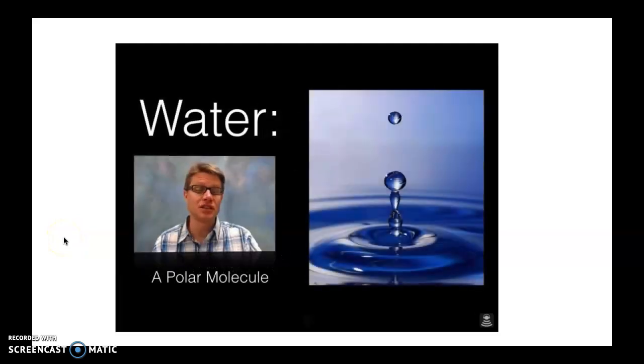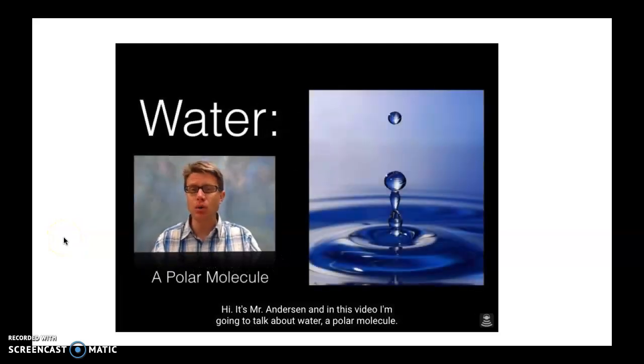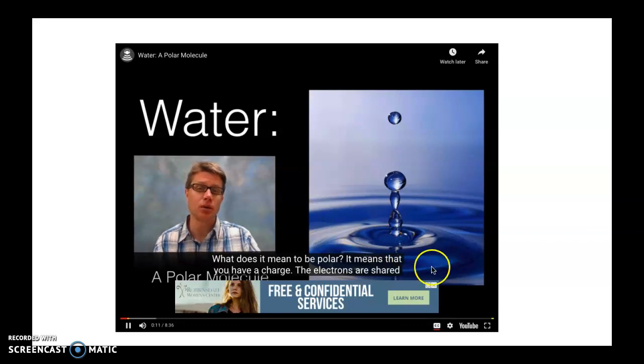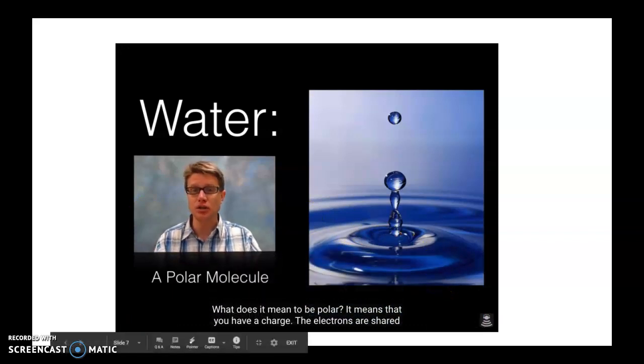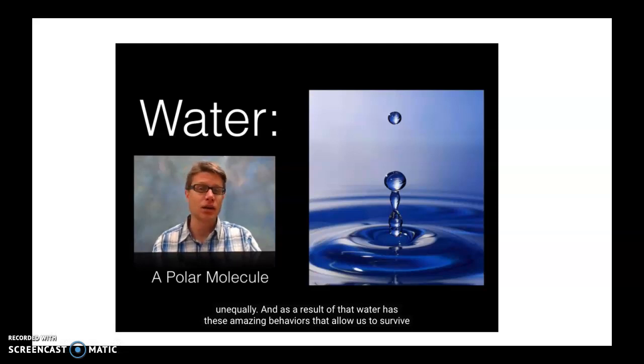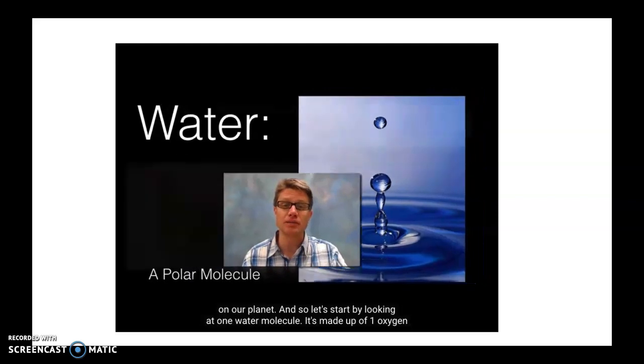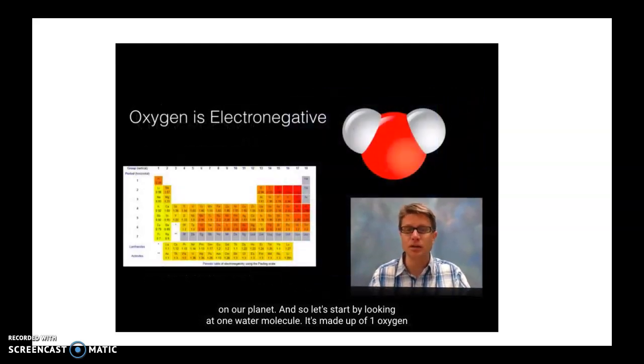Hi, it's Mr. Anderson, and in this video I'm going to talk about water, a polar molecule. What does it mean to be polar? It means that you have a charge. The electrons are shared unequally, and as a result of that, water has these amazing behaviors that allow us to survive on our planet. And so let's start by looking at one water molecule.